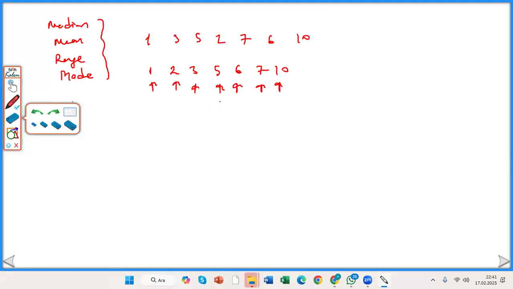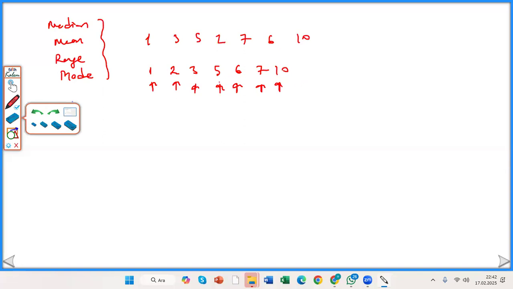So let me show you the median, for instance. As you see here, there are 7 different data, and the median is the data right at the middle of the data set.